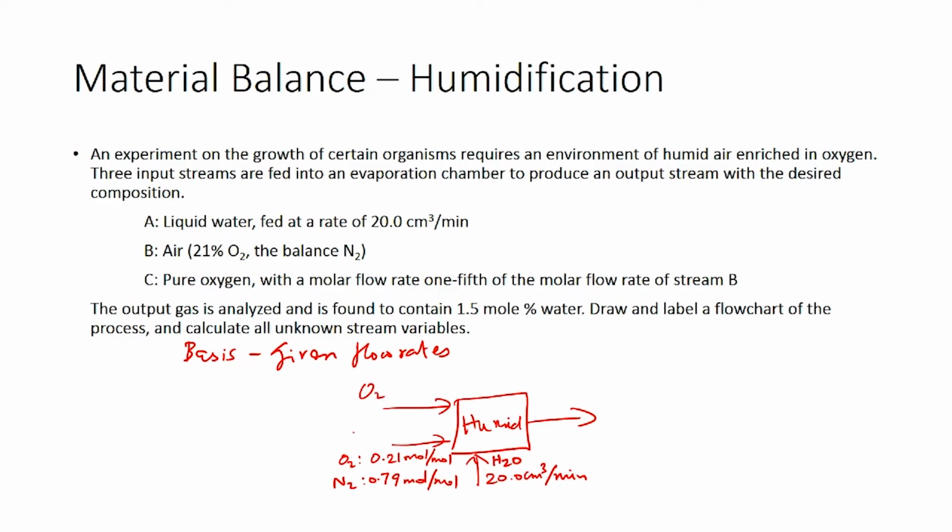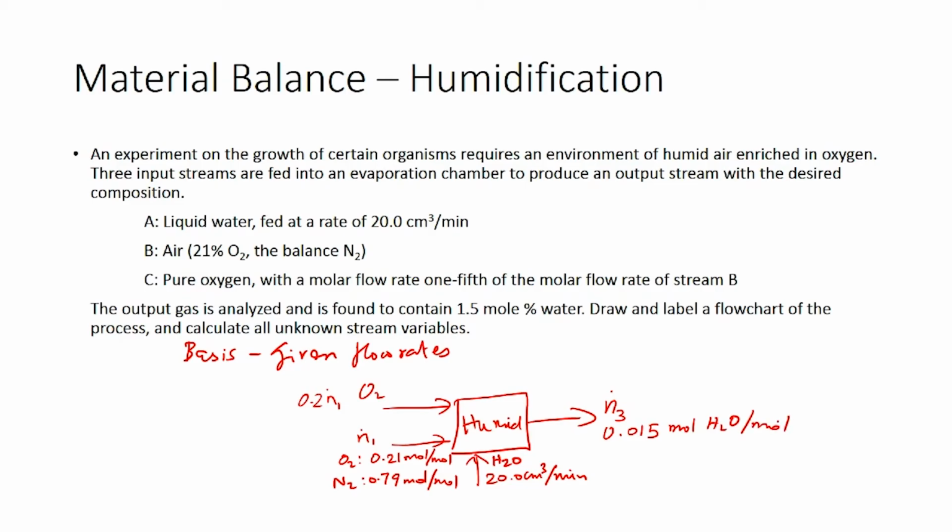So, we can assume that the molar flow rate for the air stream is N1 dot and it has been given that the flow rate for pure oxygen is 1/5 the molar flow rate of stream B, which would mean this oxygen stream has a flow rate of 0.2 N1 dot. You have an output stream, let us just assume the flow rate to be N3 dot, and this contains 1.5 mole percent of water, which is 0.015 moles of water per mole.